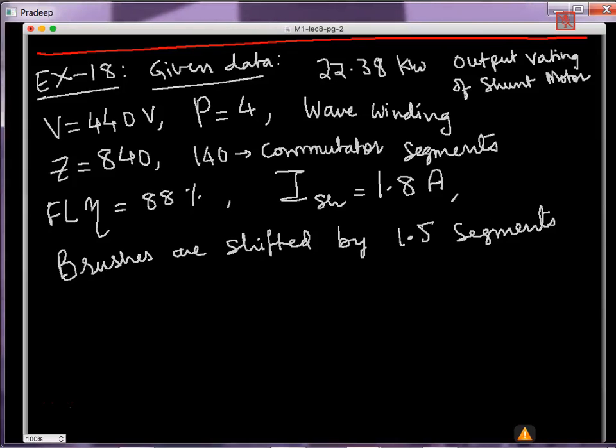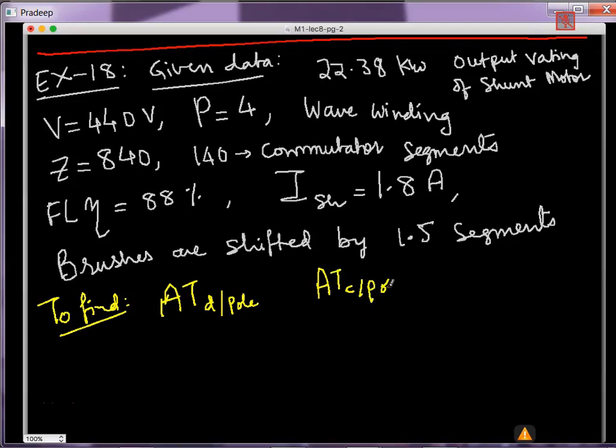So the question, what is to be found? Ampere turns causing demagnetization per pole. Ampere turns causing cross magnetization per pole. So this is what we have to find out. This is a very simple thing. Now the shunt field current is given, but the armature current is not given. So how to find the armature current?